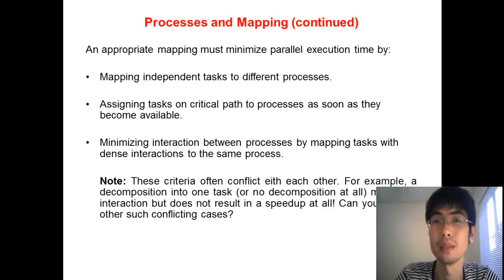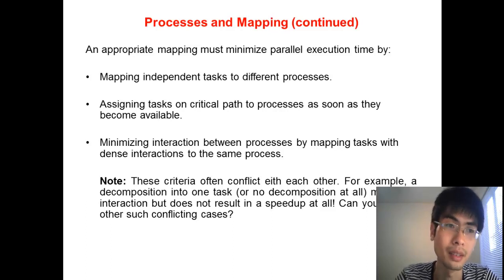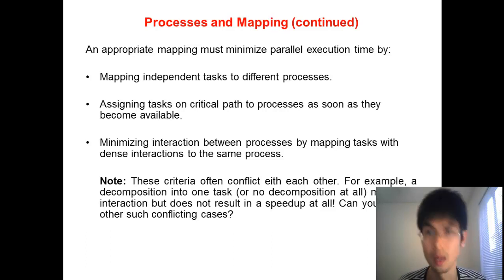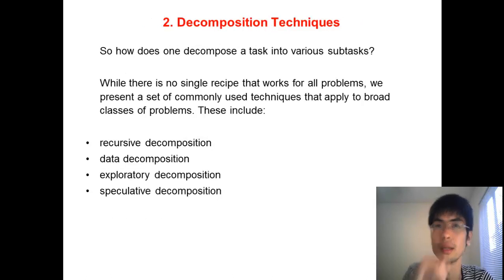Appropriate mapping must minimize the parallel execution time by mapping independent tasks to different processes, and assigning tasks on critical paths to processes as soon as they become available. That means we don't want to have a huge idling time. It must also minimize interaction between processes by mapping tasks with dense interactions to the same process.